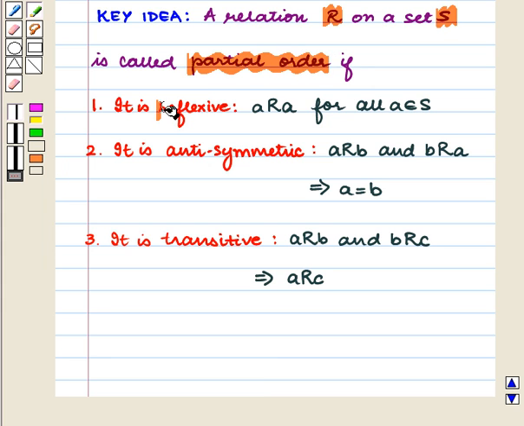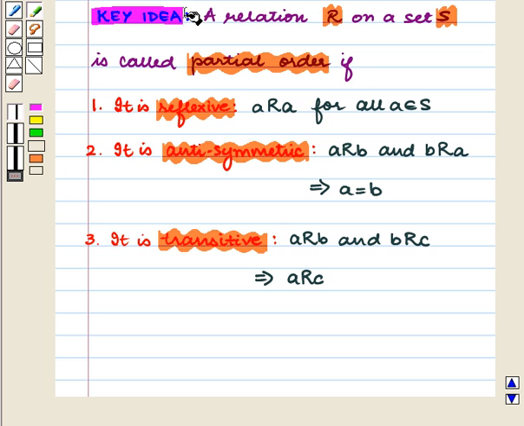We know that a relation R on a set S is called a partial order if it is reflexive, that is, a is related to a for all a belonging to S. It is antisymmetric, that is, if a is related to b and b is related to a implies a is equal to b. And it is transitive, that is, if a is related to b and b is related to c, then a is related to c. With this key idea, let us proceed with the solution.